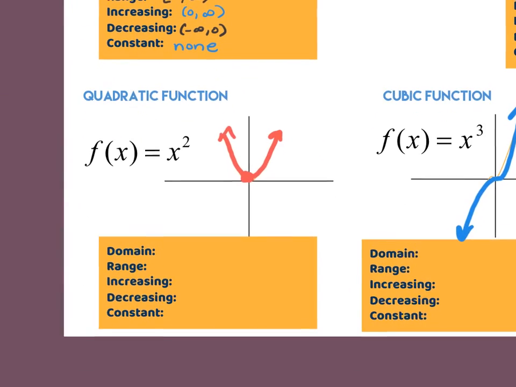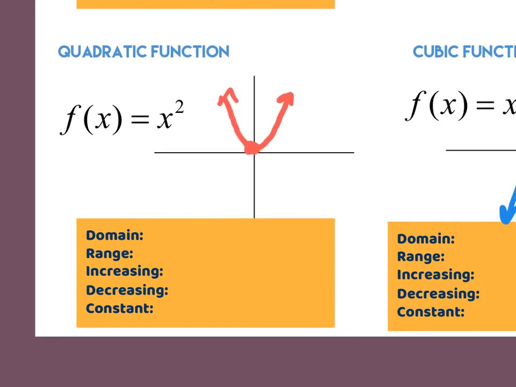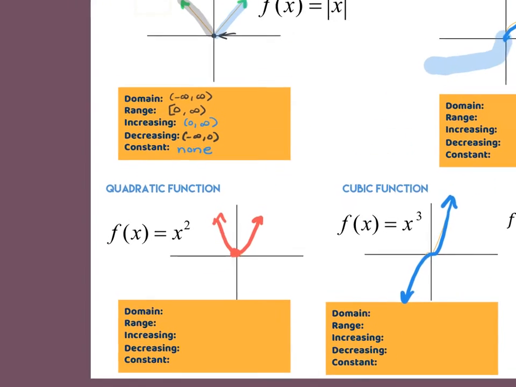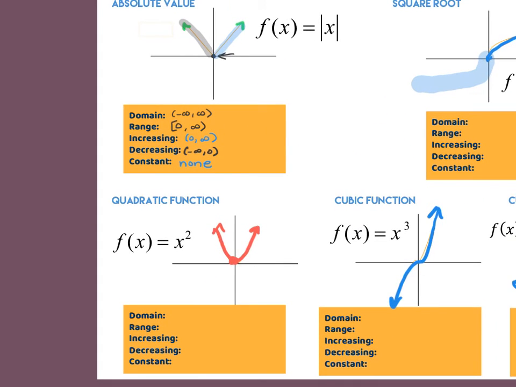I'm going to go to quadratic next. Look at the shape of my quadratic and look at the shape of my absolute value. They're almost exactly the same. The arrow is pointing in the same direction. The domain is the same. The range is the same, right? My decreasing is the same. My increasing, everything's the same. The only difference is the shape. The absolute value is more of a V. It's a sharp V, and the quadratic has a U.